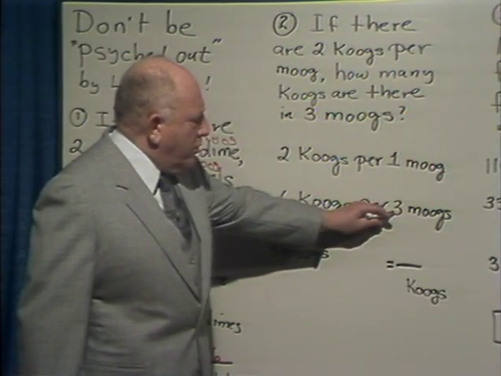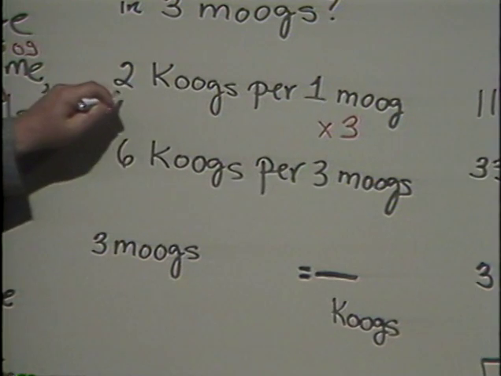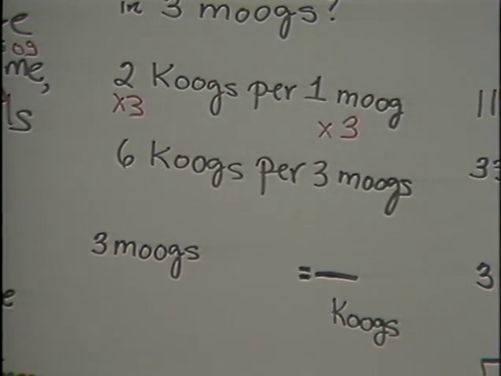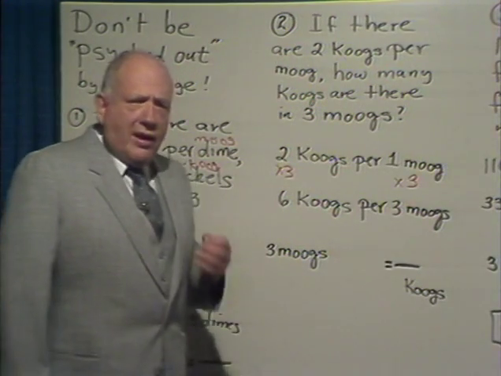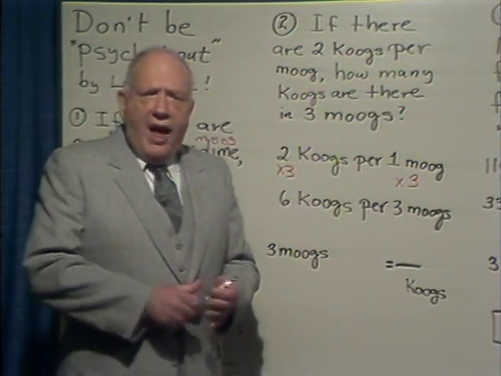Since I want koogs per moog, to get from 1 moog to 3 moogs, I have to multiply by 3. If I multiply a rate by 3 on one side, I multiply the rate by 3 on the other side. I wind up with what? 6 koogs per moog.